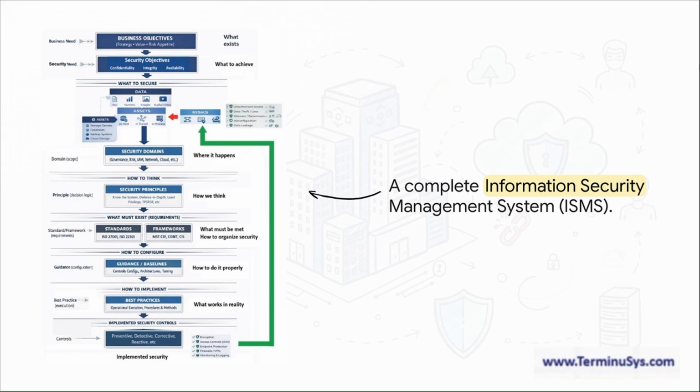Look at how every single layer connects here. At the very top, we start with a pure business need. That cascades into what we must secure, our data, our assets. We determine the domains, apply those mathematical security models, select our standards and frameworks, review the guidance, and finally, at the very bottom, we deploy the specific vendor controls. The amazing part is every single firewall rule or encryption key at the bottom can be traced directly back to a business objective at the top.